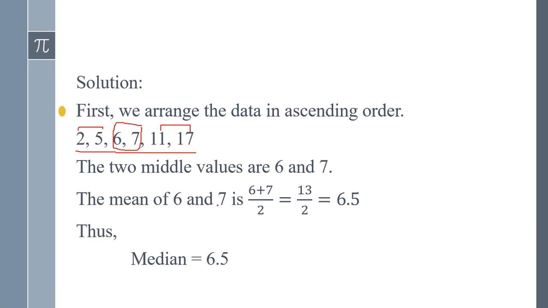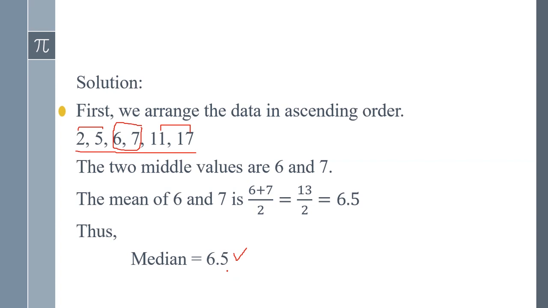We need to calculate the mean. The mean of 6 and 7 is 6 plus 7, which is 13, over 2, which is 6.5. So that is the median for the whole data set. This mean is for only 6 and 7. Why do we calculate the mean? Because there are two values that lie in the center of this data set. So in this case, we calculate the mean first, and that value of the mean is actually the median of the whole data set. So we calculated the mean of 6 and 7, which is 6.5, and that is the median of this whole data set.